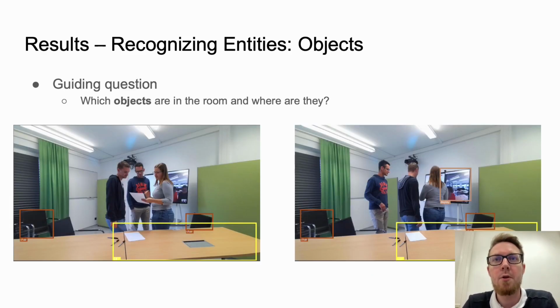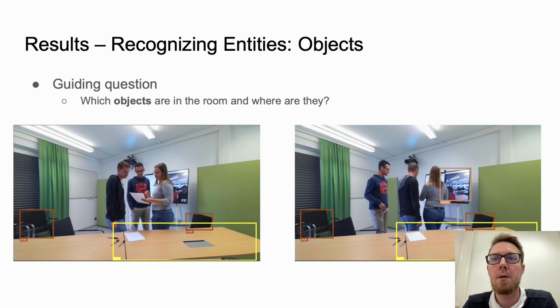Concerning object recognition, another example shows on the left that currently 3 objects have been recognized, 2 chairs in brown and 1 table in yellow. On the right, the portion of the Surface Hub screen showing the remote participants was additionally recognized as display. Overall, object recognition did not yield satisfactory results, which is why we suggest manually annotating regions of interest.